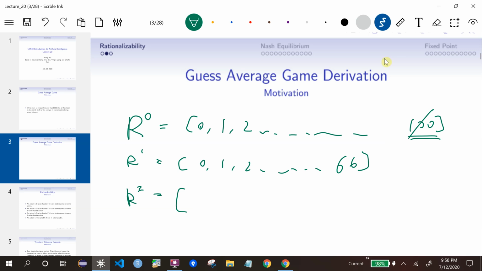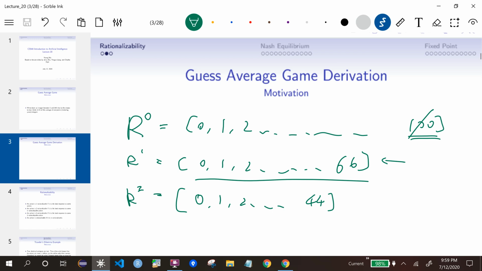Now we know that everyone should be thinking like this. Everyone should think that they should never pick anything larger than 66. So essentially, we are switching to the other game where we are picking numbers between 0 and 66. And we can apply the same logic, and we can get to 44, because any number larger than 44 will not be closer to whatever 2/3 of the average is compared to 44.